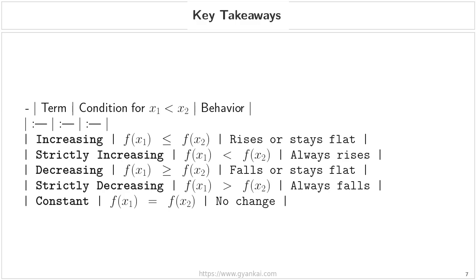Finally, we have the constant function. Here, the condition is simply that f of x1 equals f of x2, which means there is no change in the output value regardless of the input. Please take a moment to study this table carefully, as these precise distinctions are crucial. In the next slide, we will discuss some common mistakes students make when applying these specific conditions.